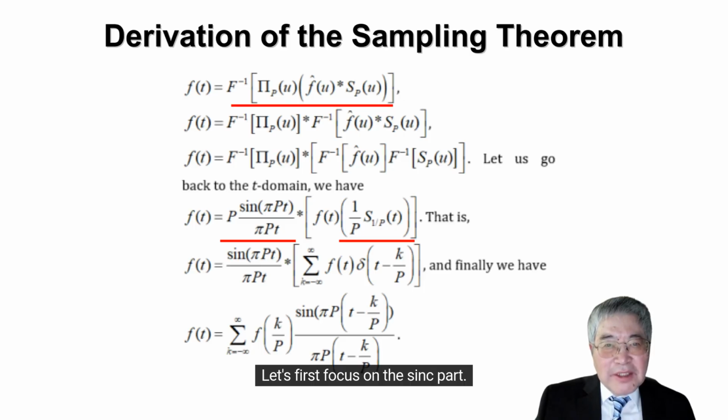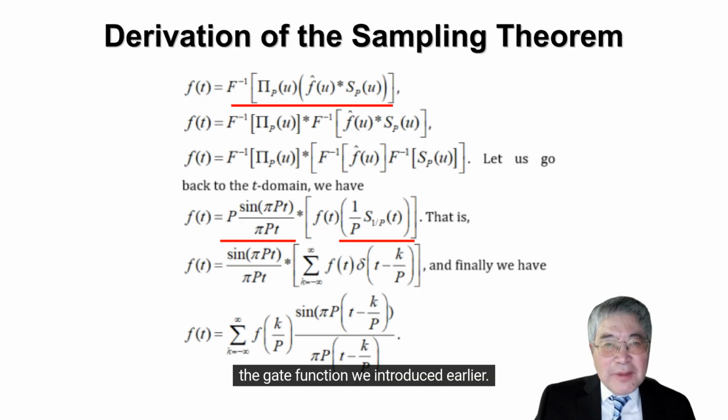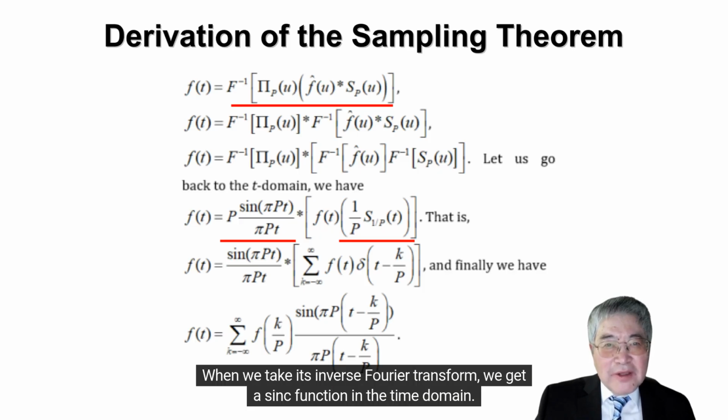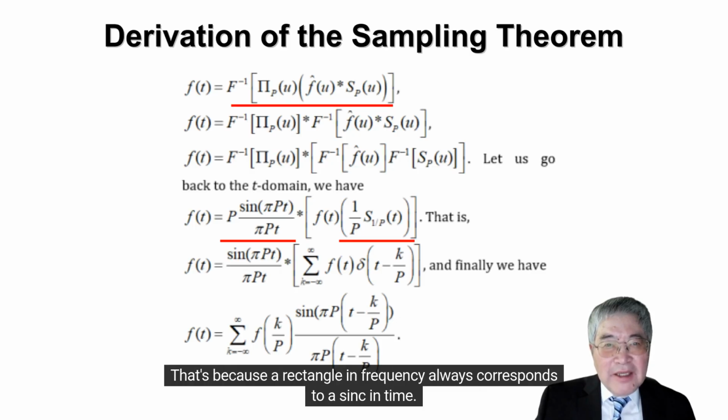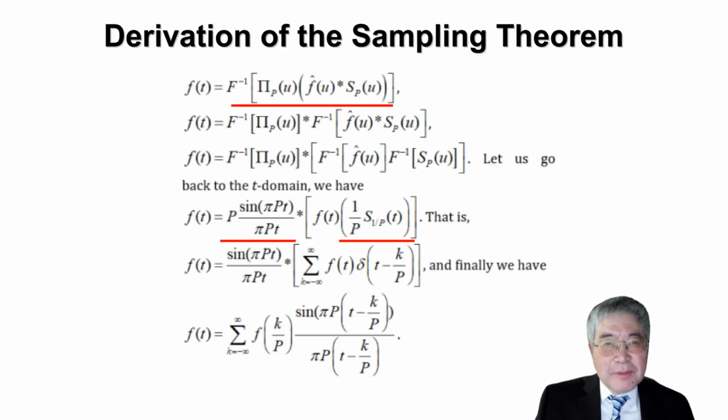Let's first focus on the sinc part. This comes from taking the inverse Fourier transform of the rectangular function in the frequency domain, the gate function we introduced earlier. When we take its inverse Fourier transform, we get a sinc function in the time domain. That's because a rectangle in frequency always corresponds to a sinc in time. So that's where this sine of pi pt over pi pt comes from. It's our sinc kernel.